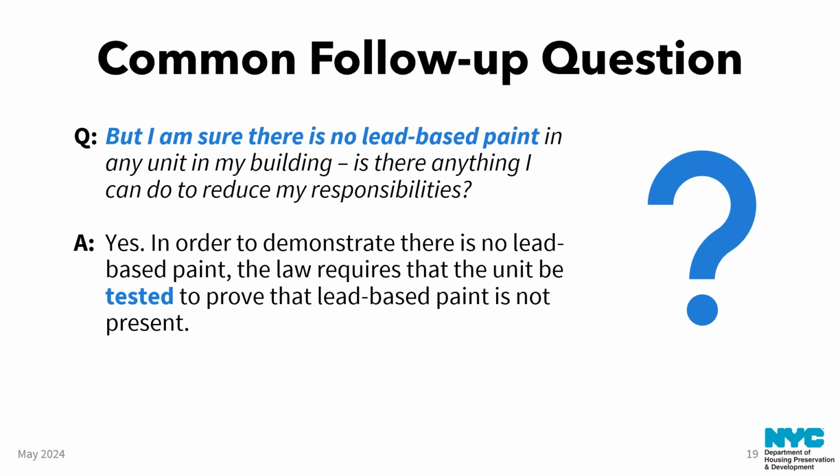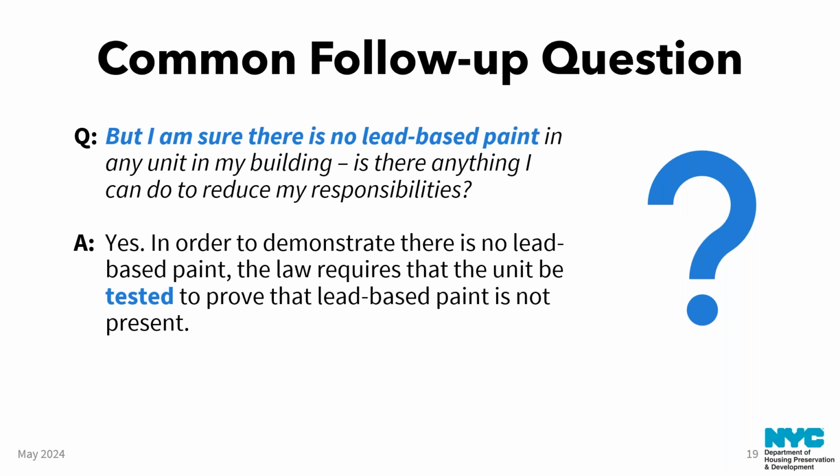And the next question is from people who say, well, I'm sure though, I believe there is no lead-based paint in any unit in my building. What can I do? And the good news there is that what you can do is arrange for testing. Once you arrange for certified testing to be done that proves that there's no lead-based paint present, then you'll be able to apply for an exemption with HPD, and that exemption will substantially reduce your responsibilities under the law.